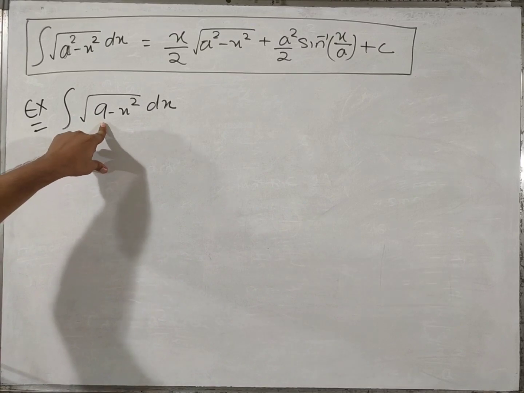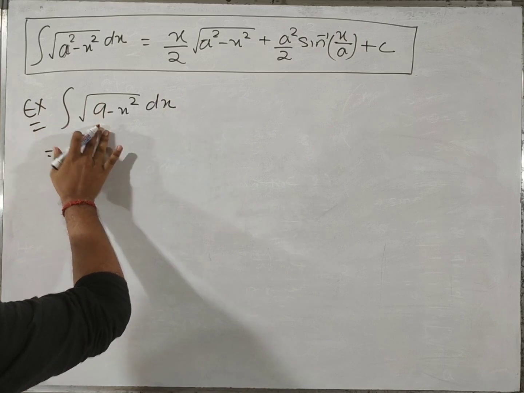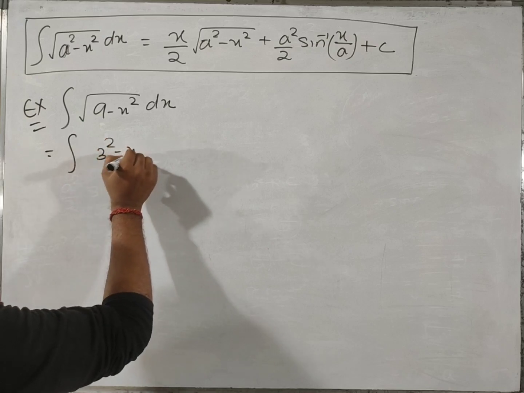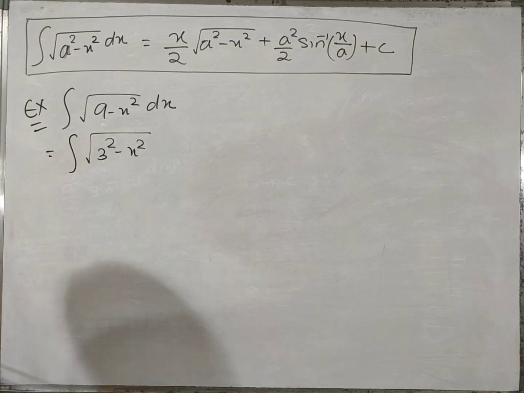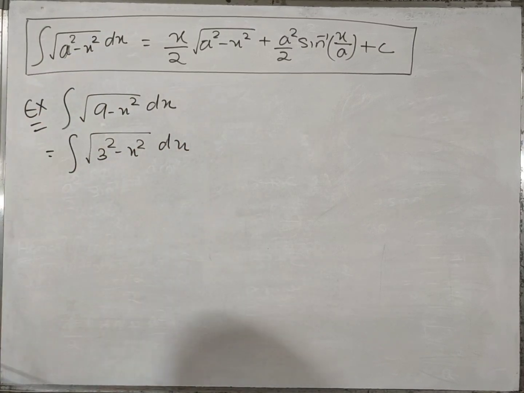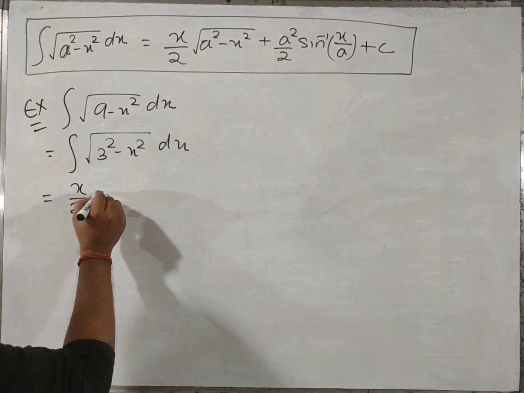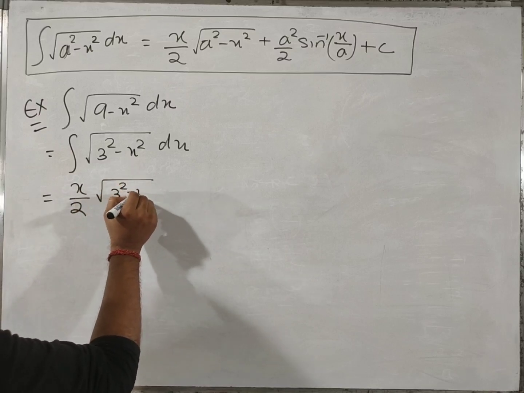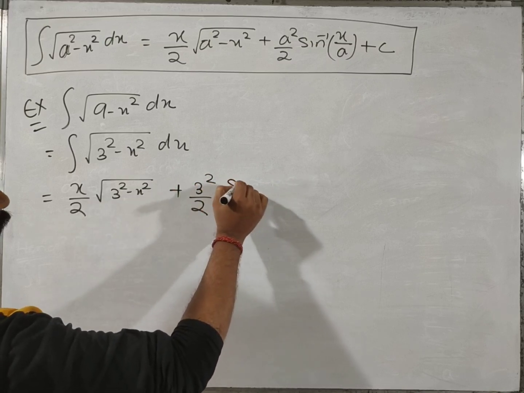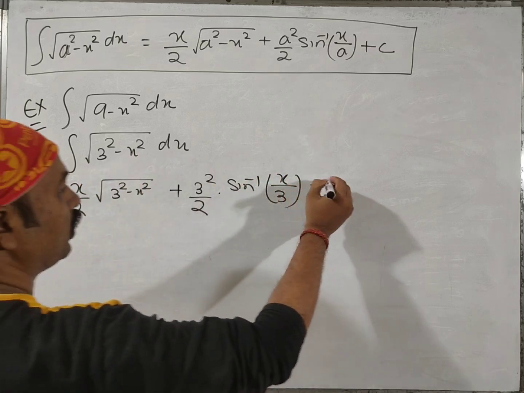So here is one of the problems based upon this formula. First of all, we have to express these terms in terms of a square minus x square. So it will be integral of square root of 3 square minus x square dx, such that here in place of a we have 3. Now we can put the formula directly. So it will be x by 2 square root of 3 square minus x square plus a square by 2 multiplied with sin inverse x by a, that means 3, plus any constant c.